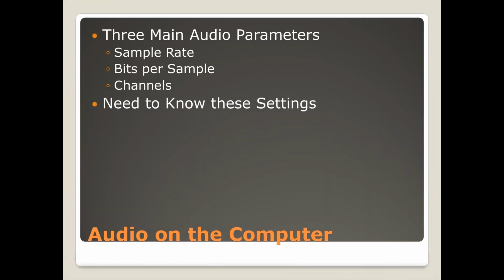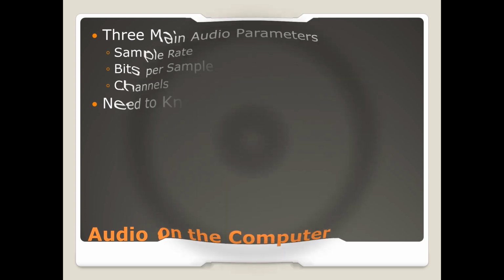There are three main components. This is for the audio in the computer. There are three main parameters: the sample rate, the bits per sample, and the channels. You do need to know these settings, so I think it's very important that you understand them, or we'll get into them.